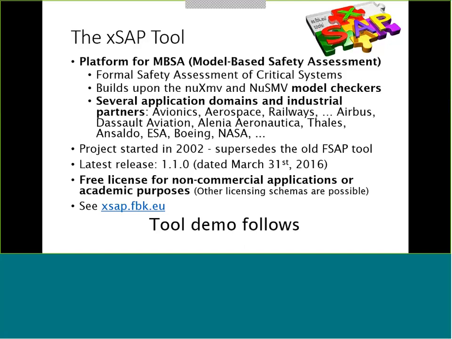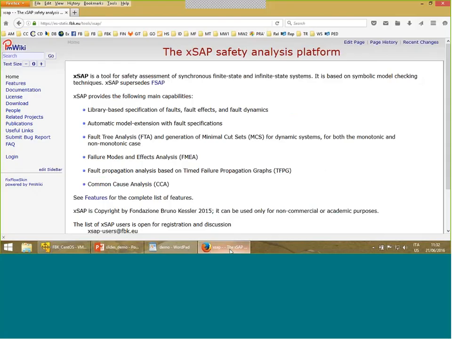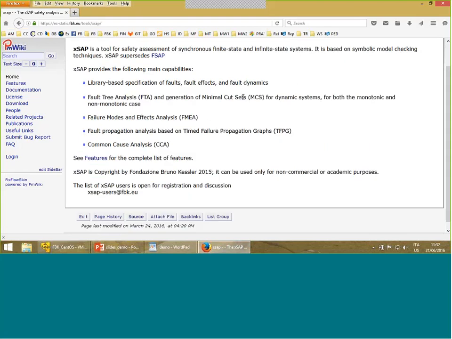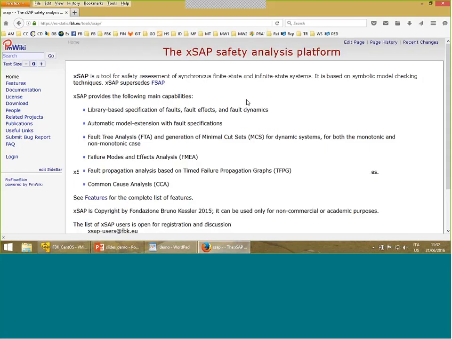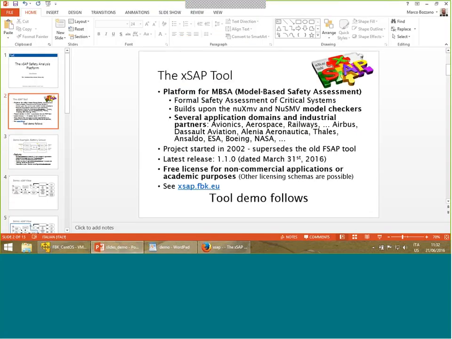As for OCRA, we have free licenses for non-commercial applications and for academic purposes, and of course we will make suitable licenses available also to the AMASS partners. We have a website. So on the website xsap.fbk.eu, you can find more information about the tool, you can download it, and so on.